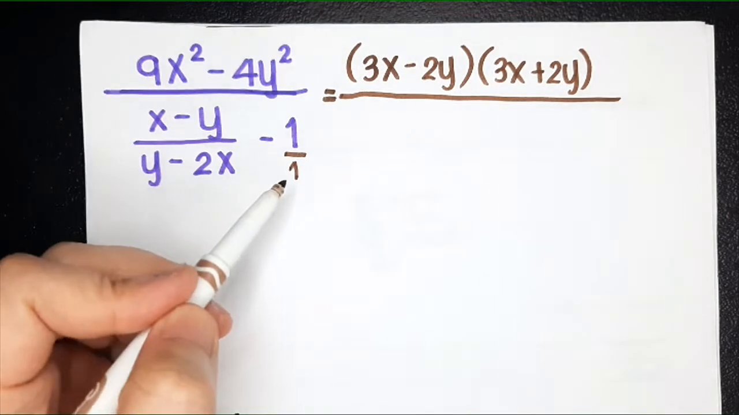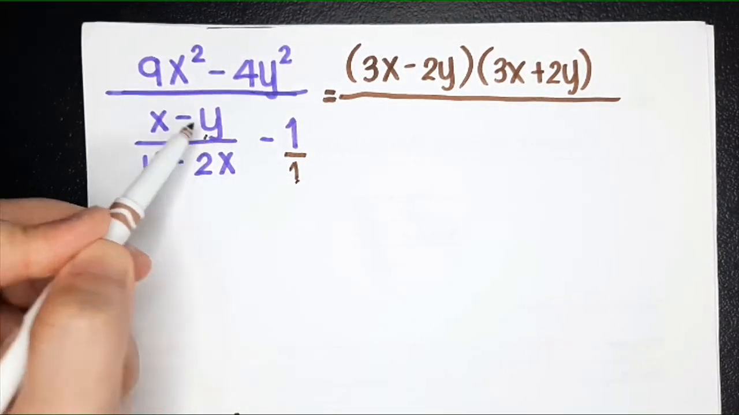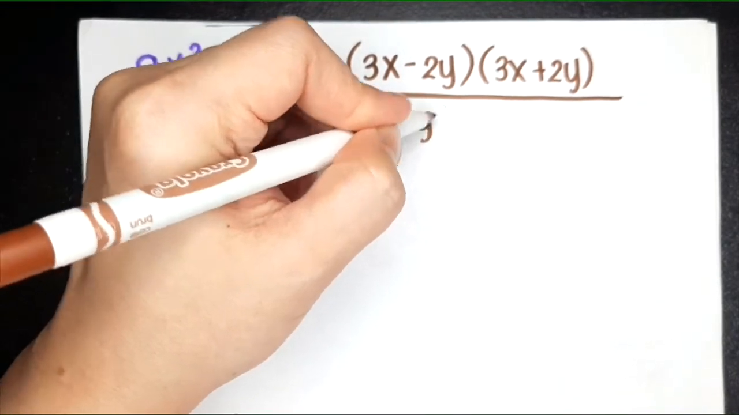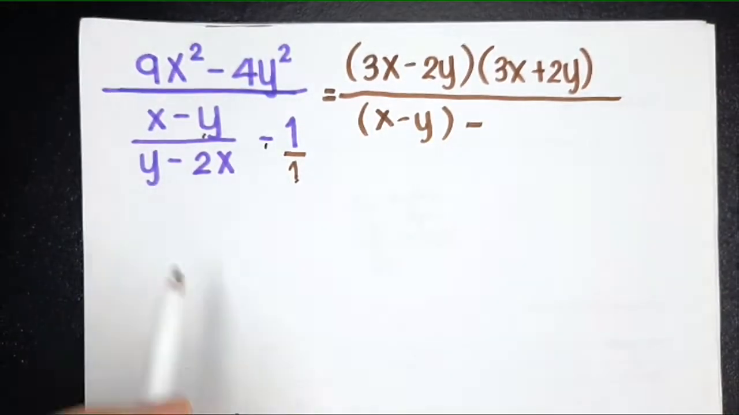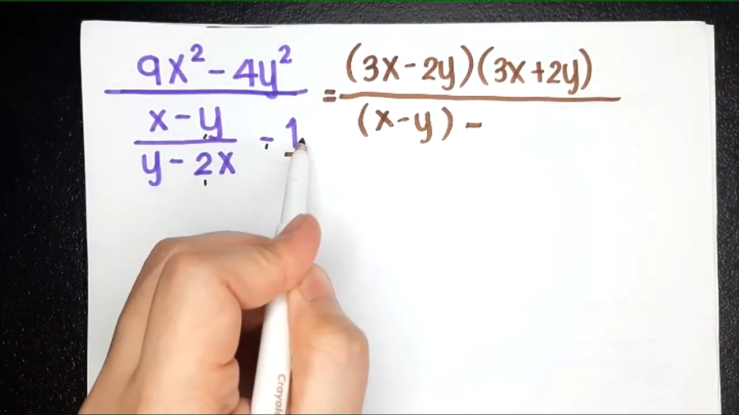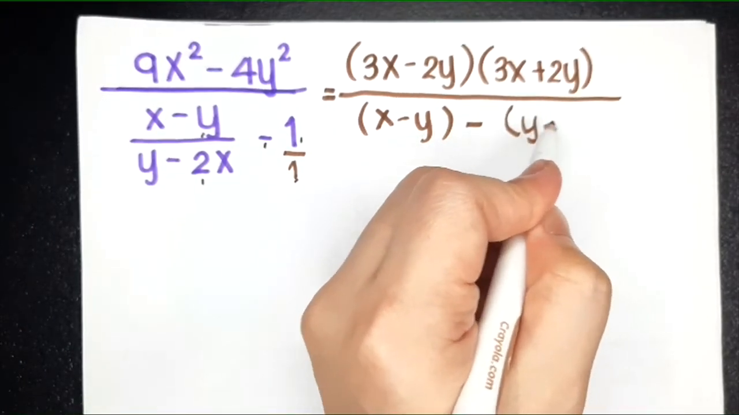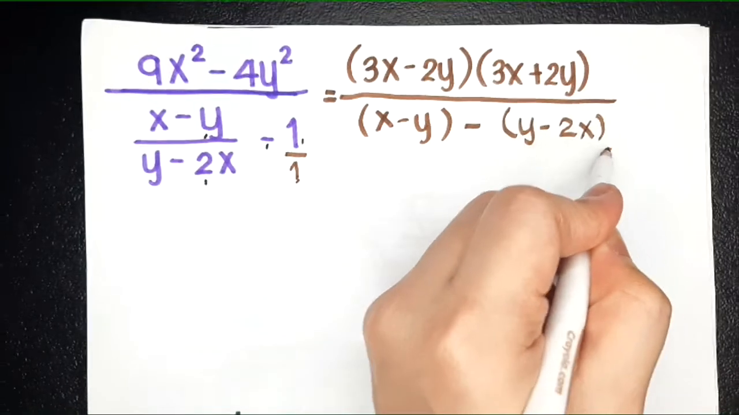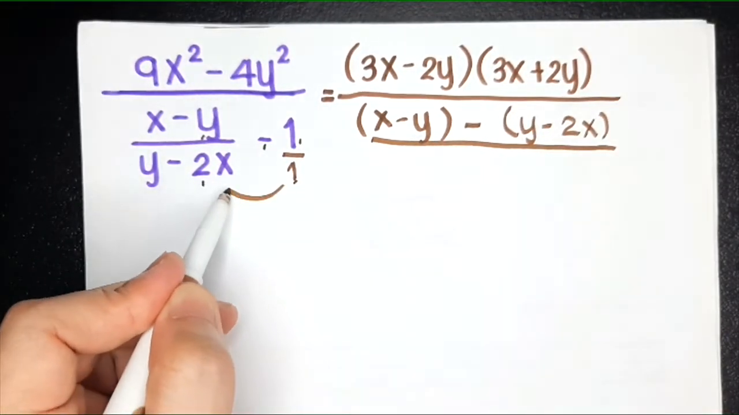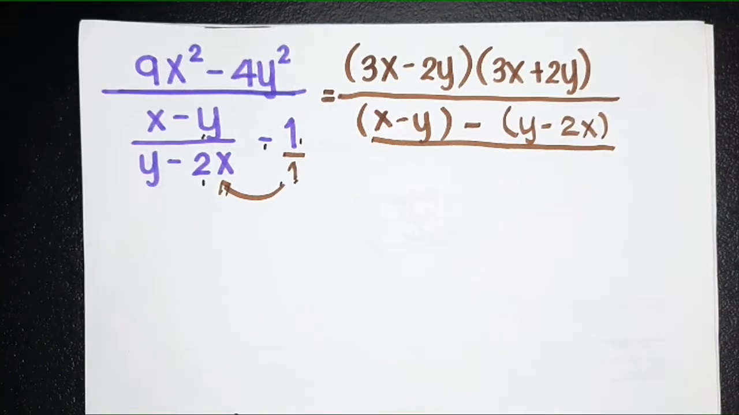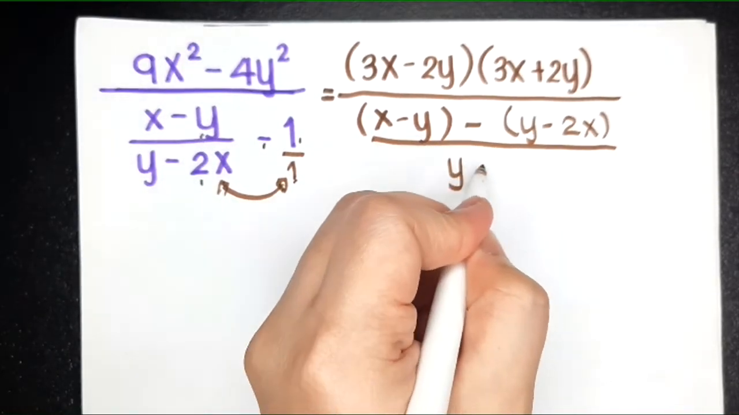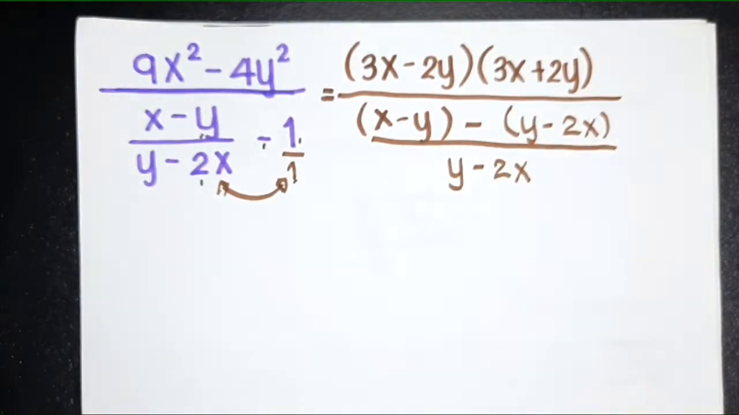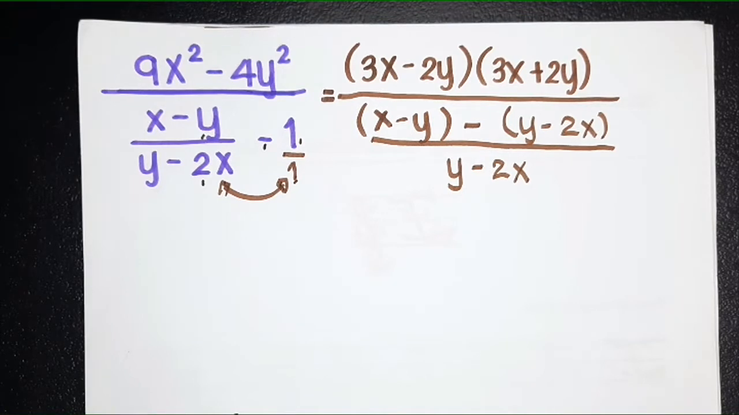So, again, paano yun nag-work? It's like 1 times x minus y, you have x minus y. Okay? And then, I'm going to copy the minus sign here. So, minus. And then, y minus 2x times 1, you'll have y minus 2x. Okay? All over. You multiply these two denominators. What do you get? You'll have y minus 2x. Okay? Alright.